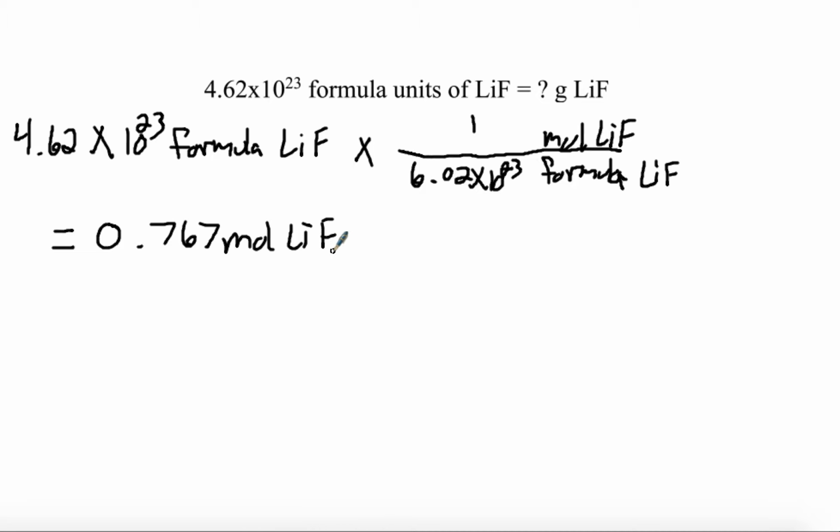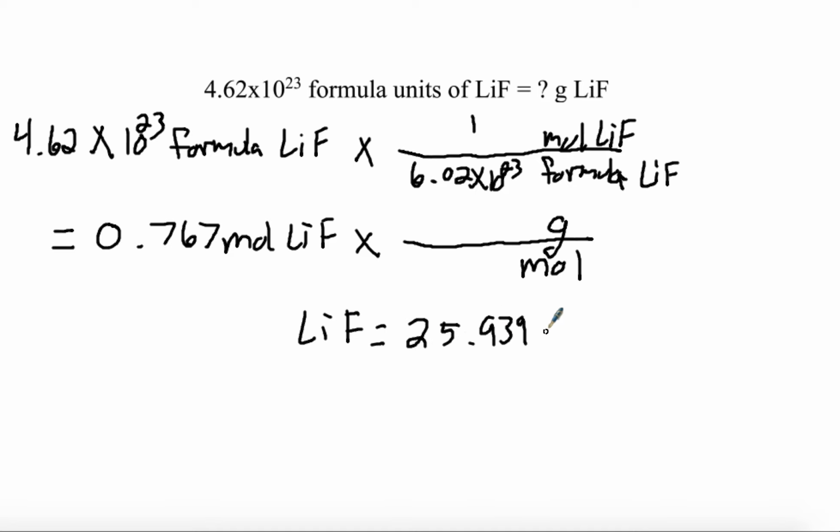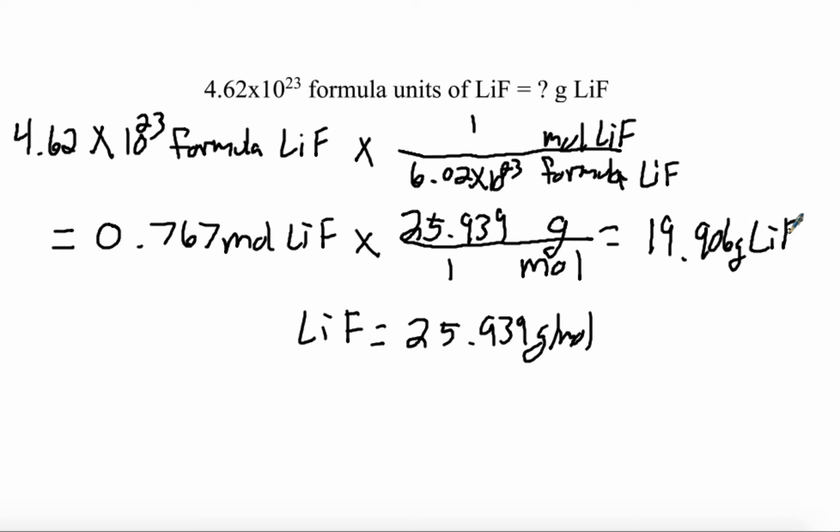Now that we've got moles of lithium fluoride, we can find grams of that. So we're going to take that and multiply. I want grams, I have moles. Again, grams and moles, we have to think molar mass here. The molar mass of LiF is 25.939 grams per mole. You would get that by taking the mass of the lithium added to the mass of the fluorine. So if I have 25.939 grams per mole, and I have 0.767 moles of it, I essentially have 19.906 grams of lithium fluoride.